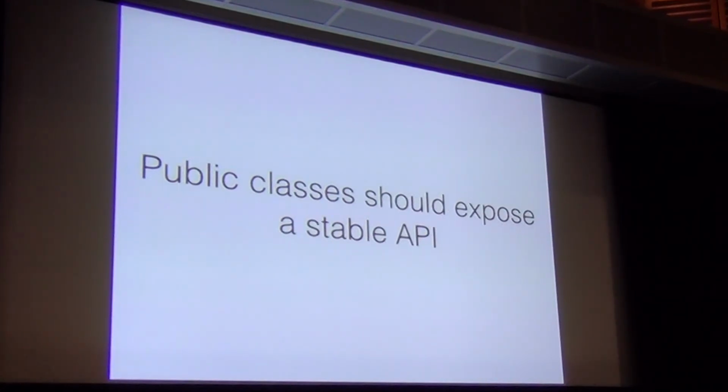Public classes should expose a stable API. Limit your module's entry points. Public classes are those entry points, and they're the interface to your module. So public classes should be where you validate inputs and call your private classes. But when designing a public class, remember that your parameters make up your module's API, which should be stable, feature-rich, and flexible.